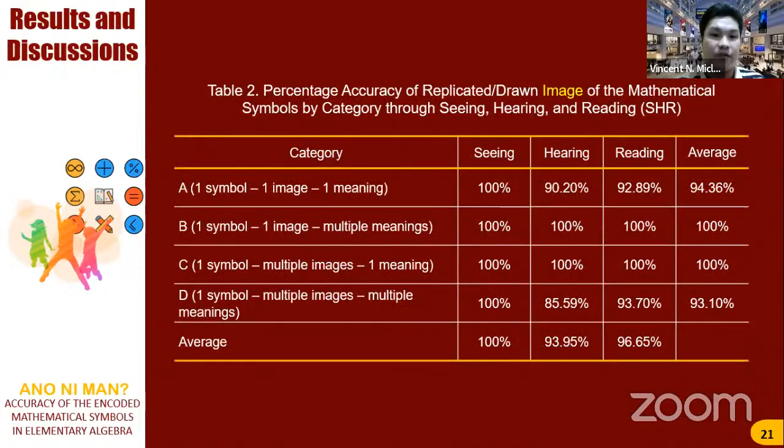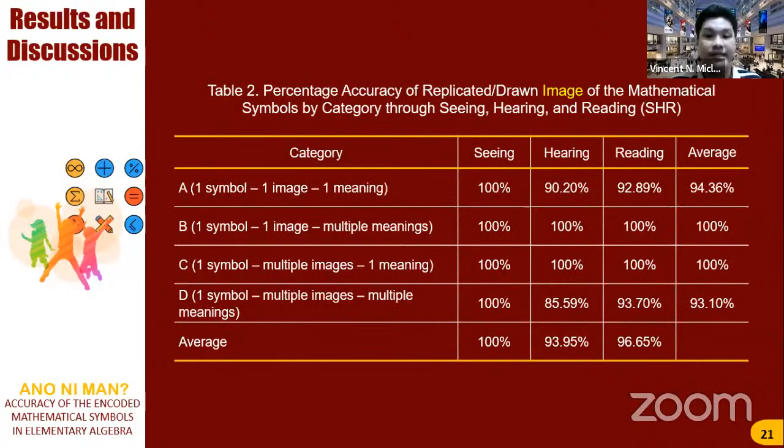If we look at the percentage accuracy of the symbols with respect to the categories, we obtained 100% accuracy for symbols under category B and category C. Category B are symbols with one image and multiple meanings, and category C symbols are those with multiple images but one meaning. Inaccuracies obtained for mathematical symbols under category A may be attributed to the relational symbols, because our relational symbols belong to category A.